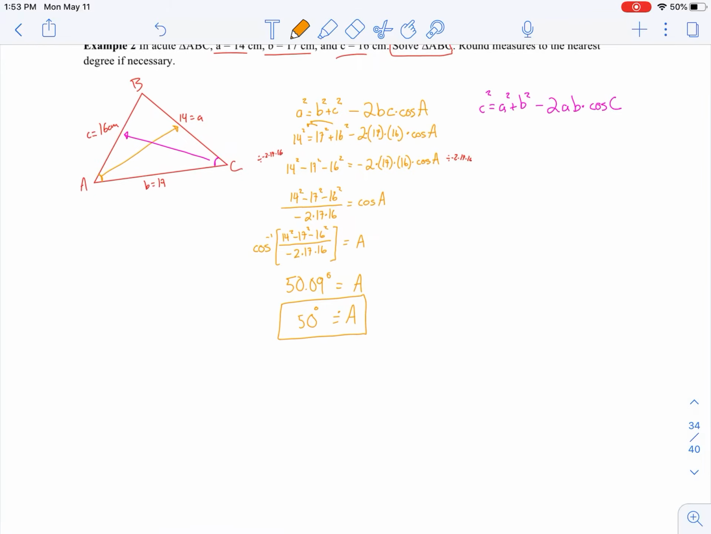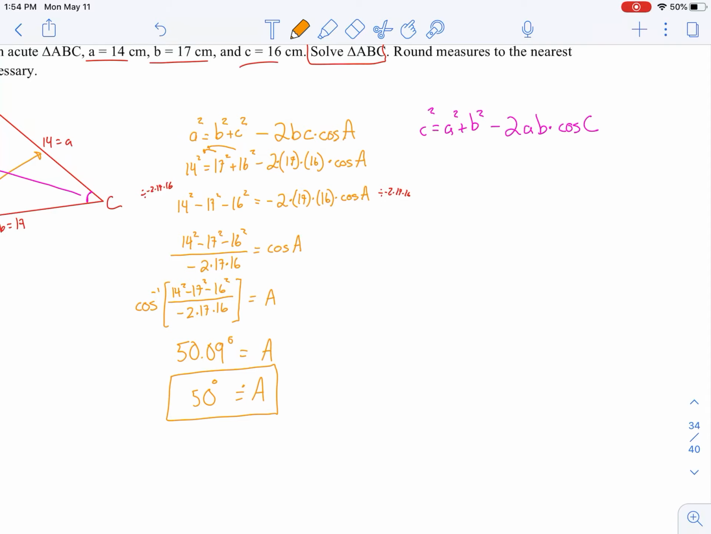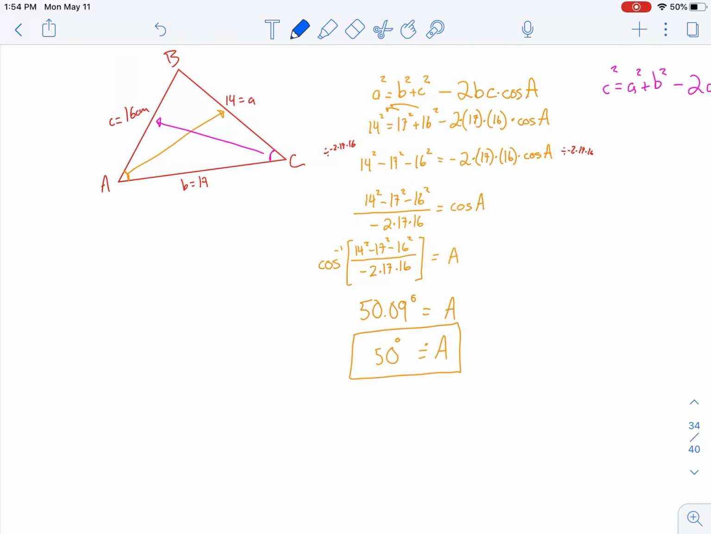We could do the exact same thing using C, using this equation off to the right-hand side in pink. Or since we already have one angle and its opposite side, we have a complete ratio, so we could use sine law. So I'm going to go ahead and use sine law. If you want to use cosine law again for some more practice, go ahead, pause the video, and use cosine law. I'm going to do a slightly quicker route by using this complete ratio.